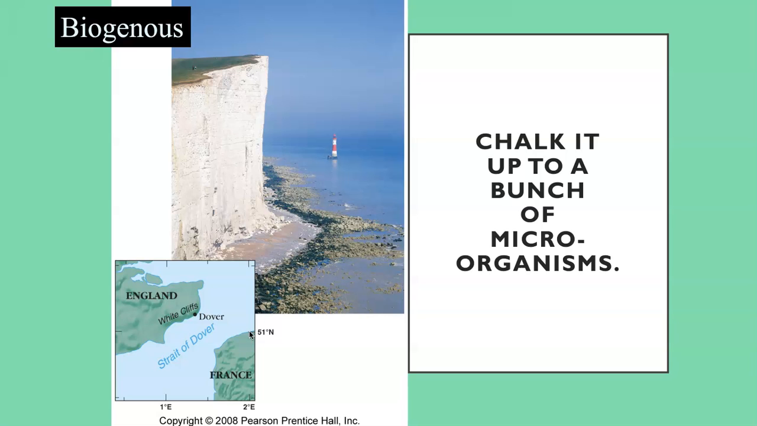Here's a place in England called the White Cliffs of Dover, and this is layer upon layer upon layer of these microorganisms that make up a limestone called chalk, and there's some people up there for scale.